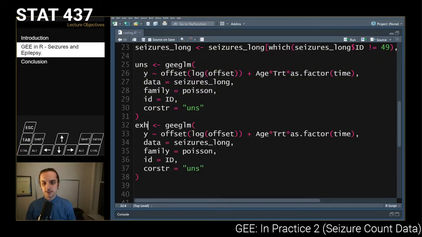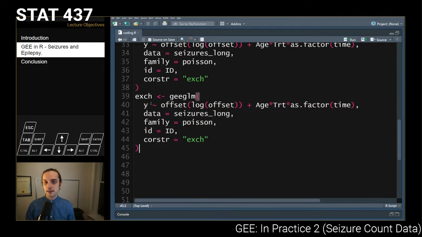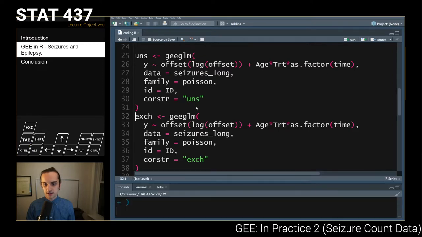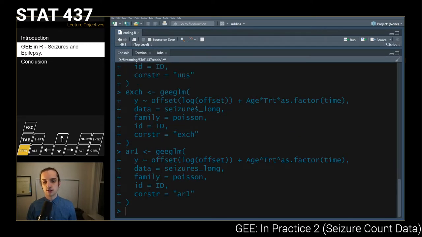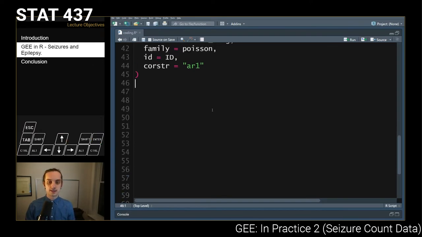We're going to copy this and fit the exact same model, except making the exchangeable assumption. So the same thing works by specifying just XCH there. And then let's also fit an AR1 model where we specify AR1, right? So if I run this, hopefully there are no typos, that model fit, the exchangeable model fit, the AR1 fit as well. And now we can take a look at the QICs, right? So we saw in the previous video that by specifying the QIC, we can choose between some alternative models. So I'm going to cbind these to make them look a little bit nicer, and we can take the QIC for each of those models.